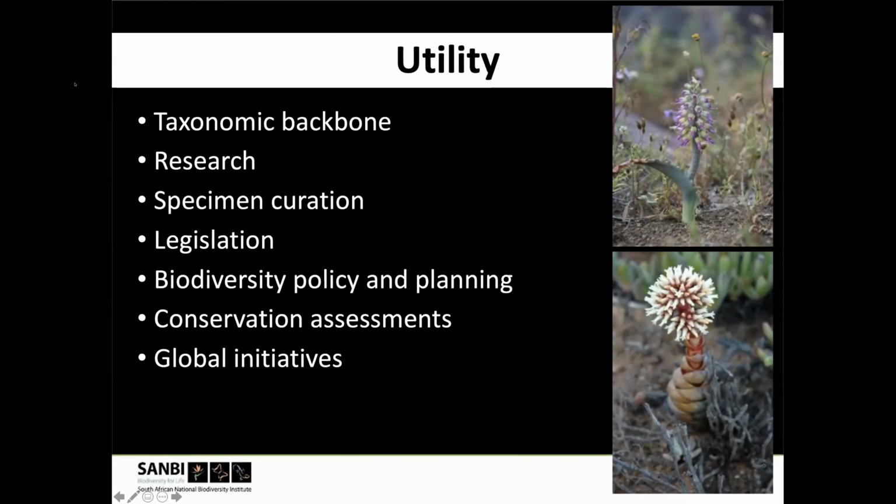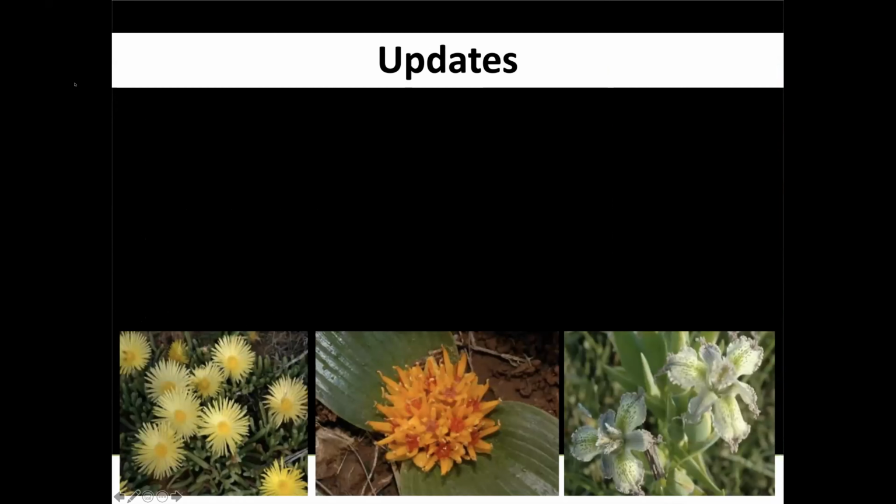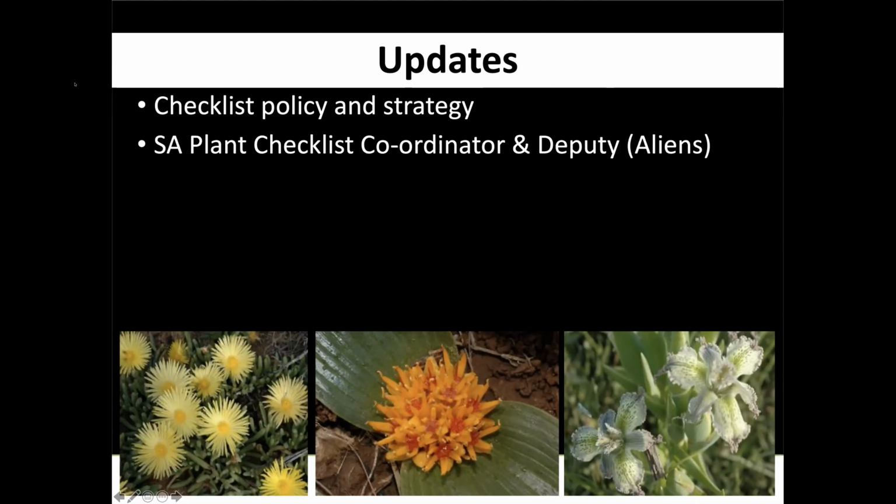The checklist and e-Flora also feed into global initiatives such as the African Plant Database and the World Flora Online projects. It is thus essential that information in the checklist and e-Flora is as up-to-date and accurate as possible, and that this information is widely disseminated. But how is all of this kept up to date? Firstly, there is a clear policy and strategy that guides how updates to the plant checklist are done and which groups should be prioritized for updating.